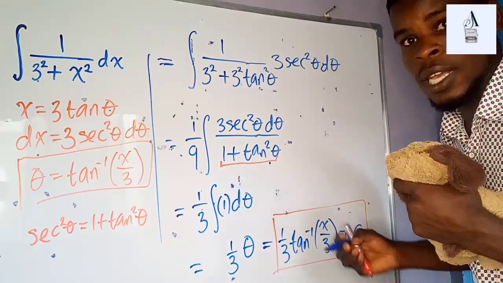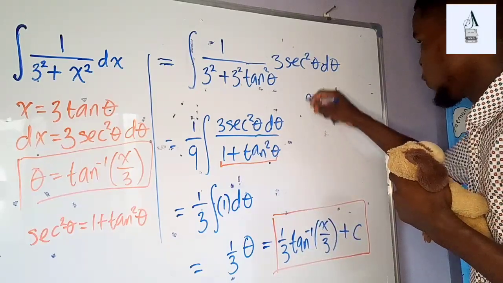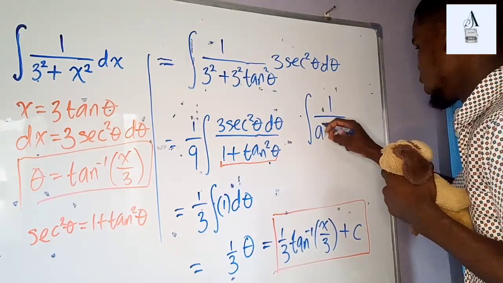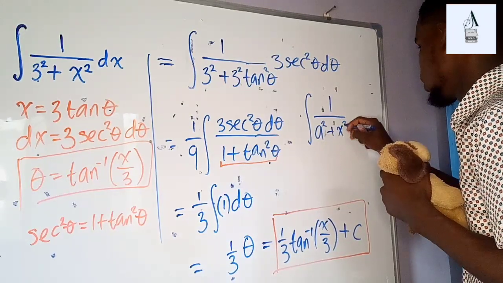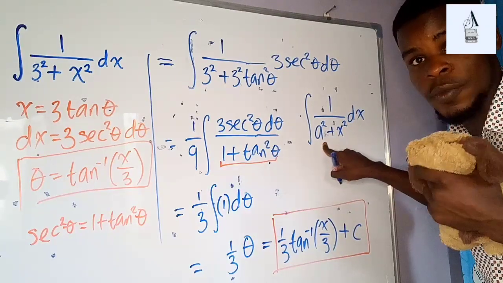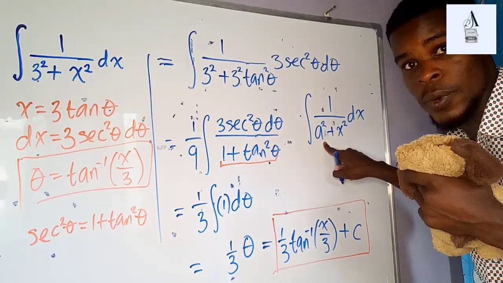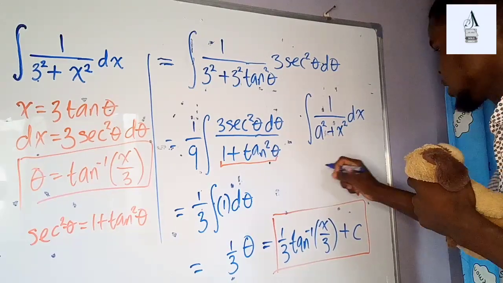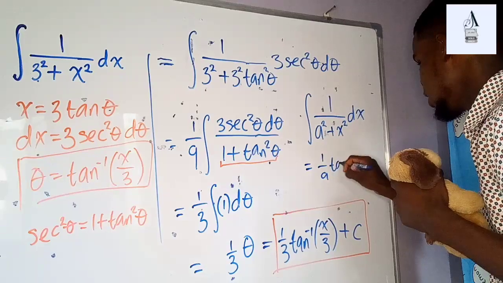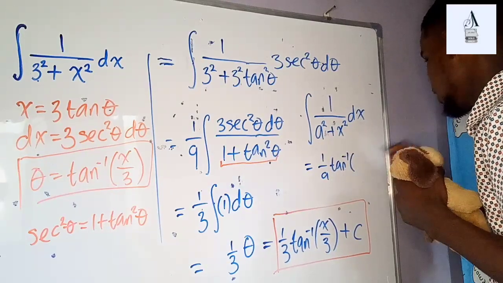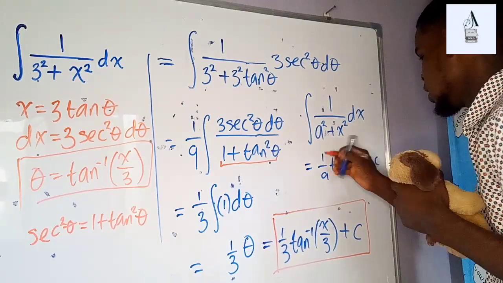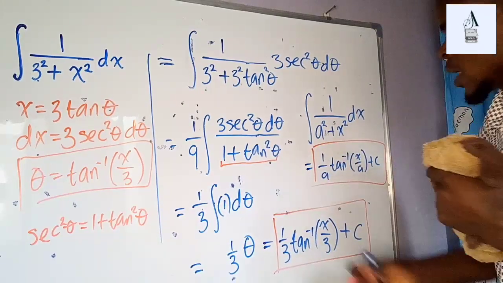And in general, I would say that if we have to find the antiderivative of, let's say, 1 over a squared plus x squared with respect to the x variable, where this a is just a real number and it is not equal to 0, then the antiderivative will become 1 over a times the tangent inverse, or if you like, you can call it arctan of x over a, and then an arbitrary constant. This right here is the general case, but that's what you get.